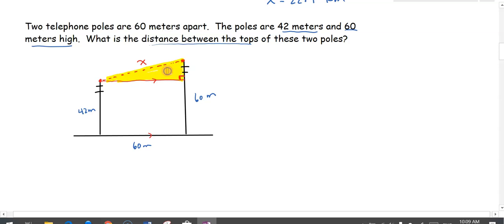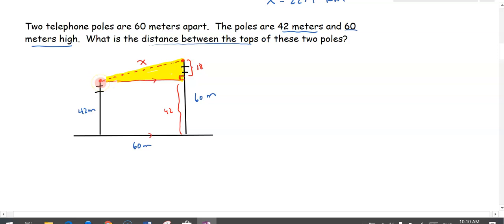Now I have a right triangle. Do I have enough information in that right triangle? Let's see. Well, do I know this distance? If I know the whole height of this pole is 60, and I know this height is 42, because I drew a line parallel to the same height, then I can just go 60 minus 42, and I can get 18. So I now know the height of that triangle.